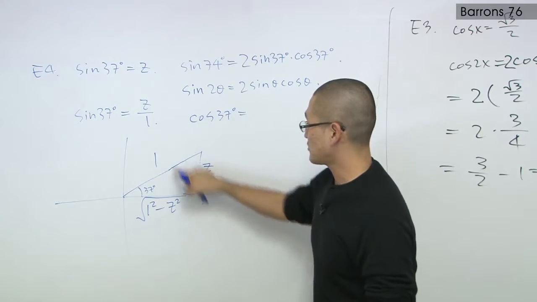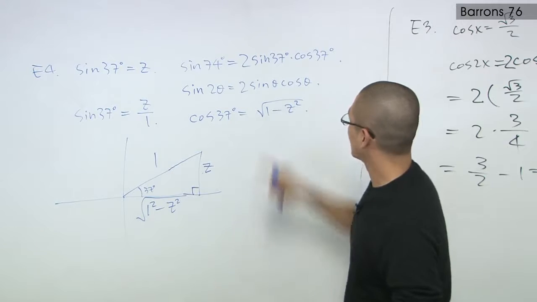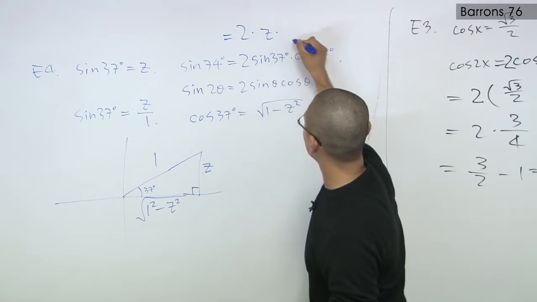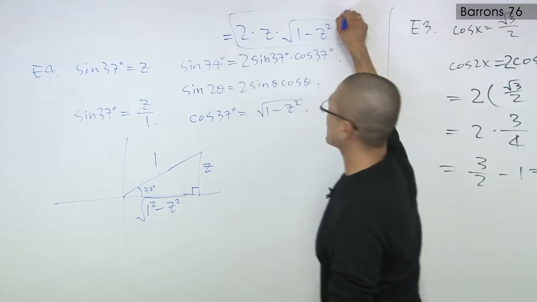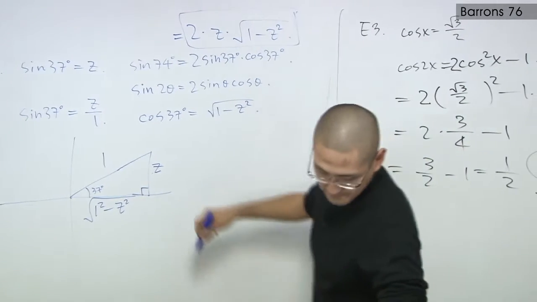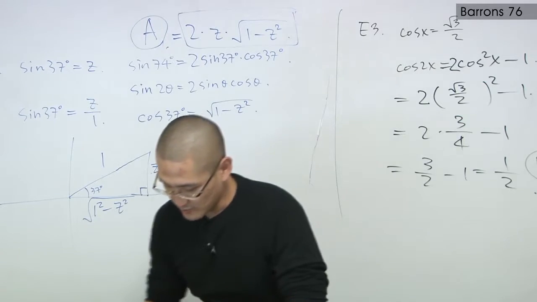Cosine 37 is that over that, which is the square root of 1 minus z squared. Done. We just need to fill it in here. It's going to be 2 times z times the square root of 1 minus z squared. That's going to be our answer. And the choice here is A. Good. Very good question. I enjoy solving that.